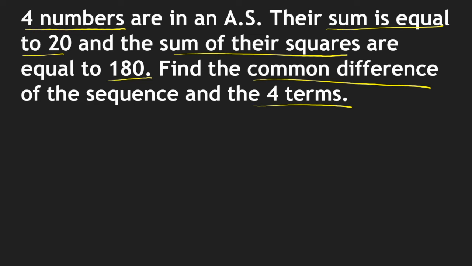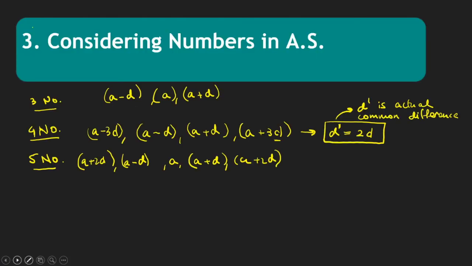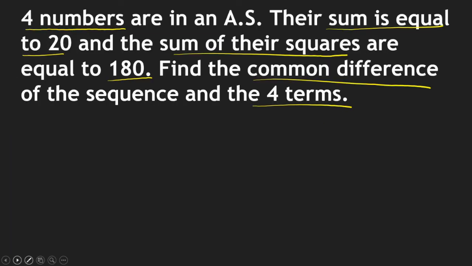If you look at the previous slide again, what I said for four terms is we take this approach, right? For four terms. Let me put this in a different color so it doesn't mix up. Okay, so we'll use this. We have a minus 3d, a minus d, a plus d, and a plus 3d. These are our four numbers, which are in an arithmetic sequence.